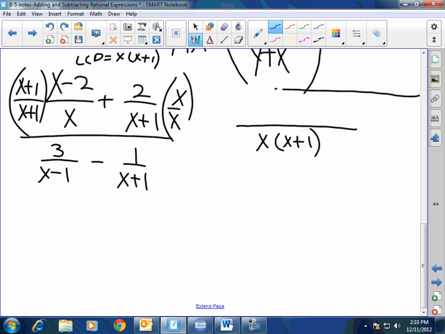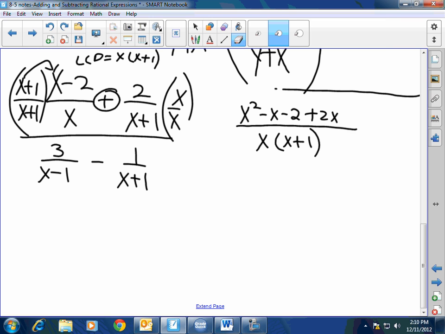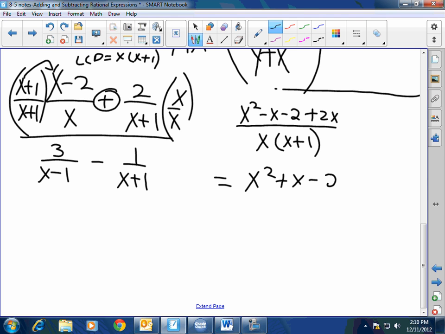Now guys, let's distribute. X times x is x squared. Minus 2x plus x is minus x. Then 1 times negative 2 is minus 2. Plus 2x. So in the end, my numerator is going to equal x squared plus x minus 2. Yes, no, maybe, kind of, sort of?